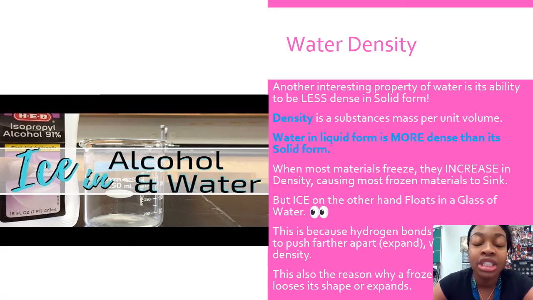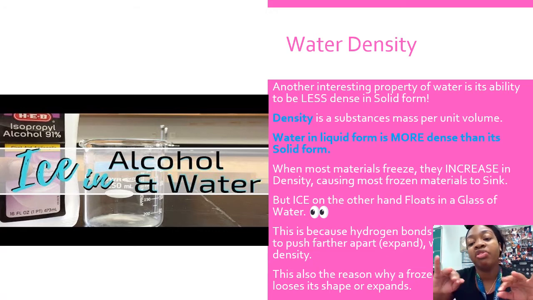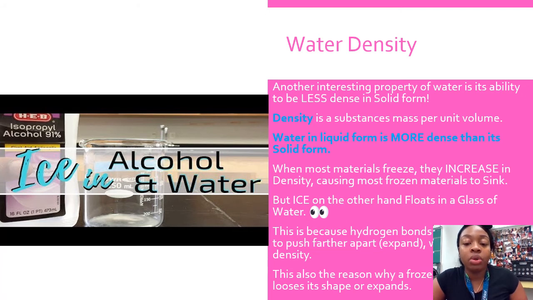You probably never actually tuned into that when you had a glass of water in your hand. But of course, your ice floats to the top and your liquid water stays at the bottom. And that's unique to water. But this is because hydrogen bonds cause molecules to push farther apart, which lowers the density. So again, this is also the reason why a frozen water bottle loses its shape or expands. I don't know if you've ever wondered why it does that, but that is the reason why.